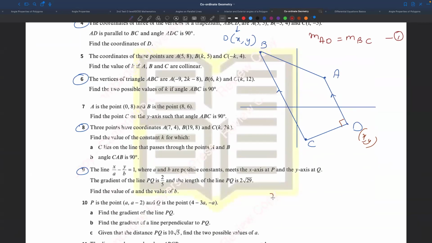You will write gradient of AD is equal to what? No, that one we already made above. We have made this equation. How will I make this equation for AD and DC? Anyone? Negative reciprocal: it is equal to -1 upon the gradient of DC. You will get your second equation and then you will find the values of x and y.